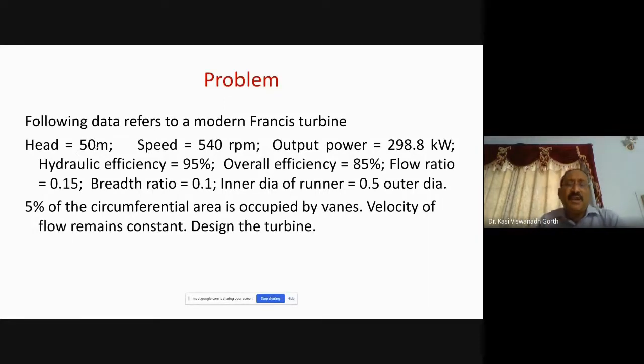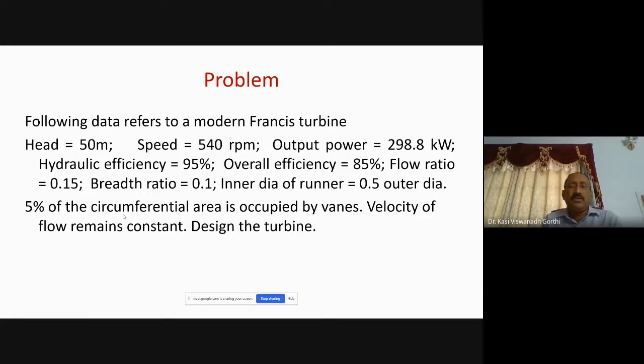What do you mean by this? 5% of the circumferential area is occupied by the vanes, which refers to the circumferential area pi D B. If you consider the area of blockage also, it becomes K pi D B, where K is the vane thickness factor. So if 5% is occupied, the value of K would be 1 minus 5 by 100, so 1 minus 0.05, which is equal to 0.95 is the value of K in this problem. If it is not given, you assume 1.0.